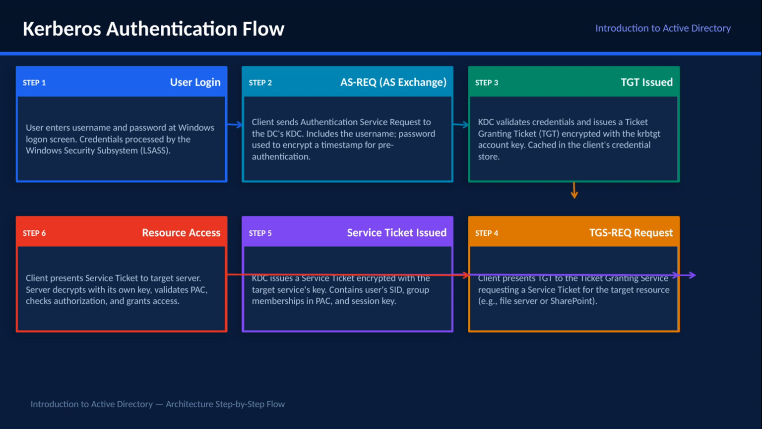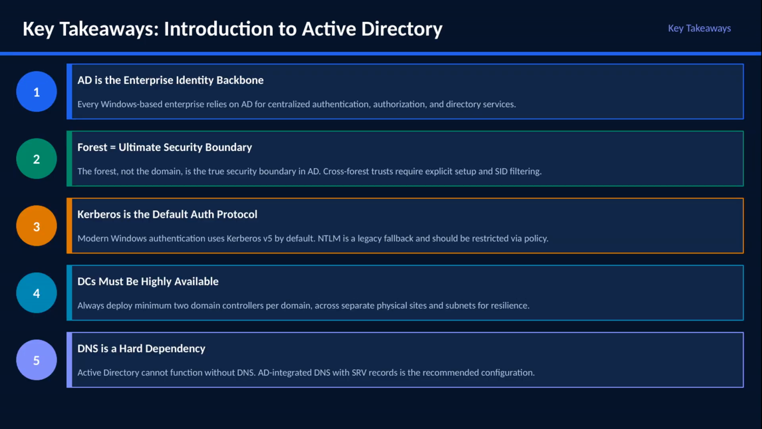This is what makes Kerberos fast and scalable. The DC issues the ticket once. The server validates it independently. Let's close with the 5 things to remember from this chapter. First, Active Directory is the identity backbone. Everything in a Windows environment depends on it.